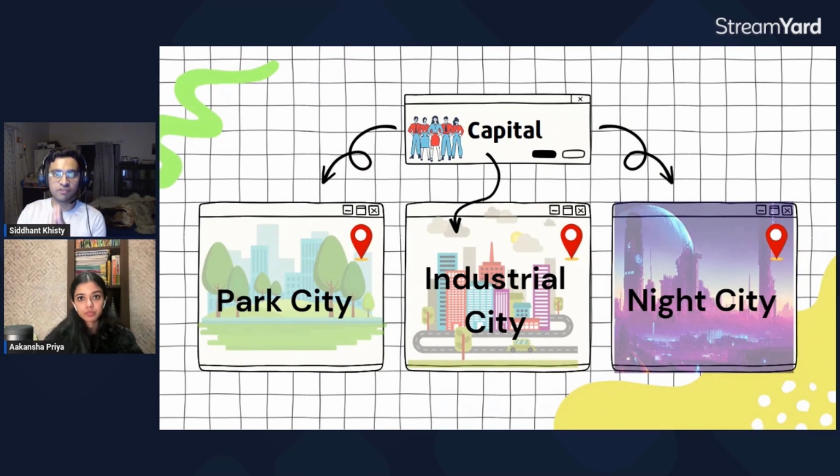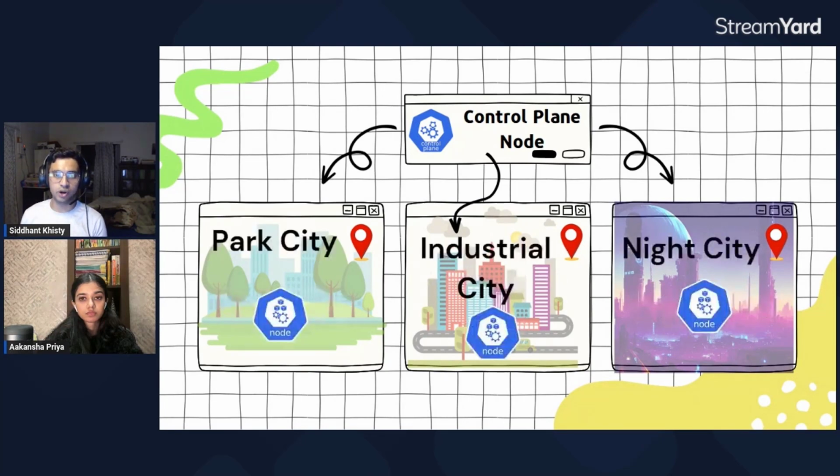Now, every single one of our cities is actually a server. And in Kubernetes terms, we call them nodes. Now, the capital city, which we talked about, that has all the authority figures, in Kubernetes terminology, we will call this the control plane node. Another way to refer to it is the master node. But the control plane node is basically where all your core Kubernetes components will exist. Then all your other cities are just regular nodes.